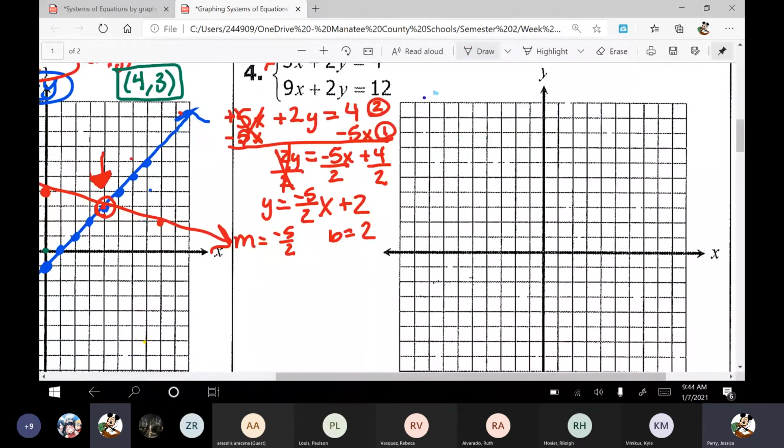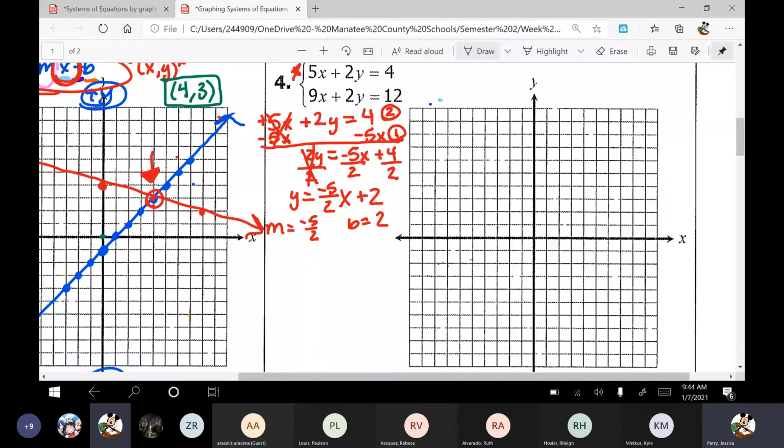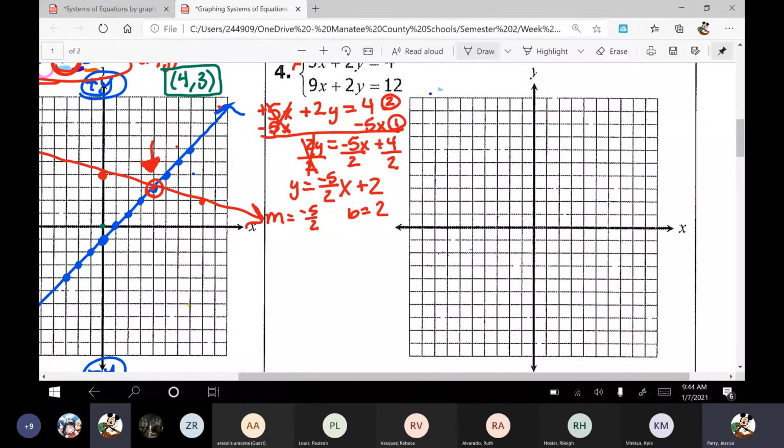Let me zoom out a little bit. First, putting on our graph is our y-intercept b of positive 2. And remember, if it's a positive y, it's going to go up. If it's a negative y, it goes down here. And for this one, it's positive, so I go up 1, 2. Here's my y-intercept of positive 2.